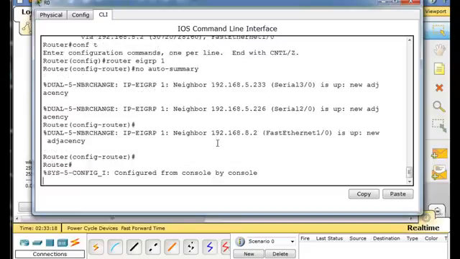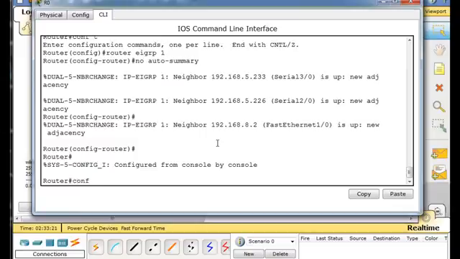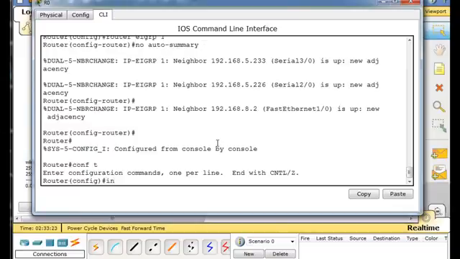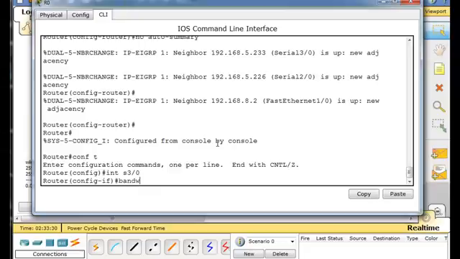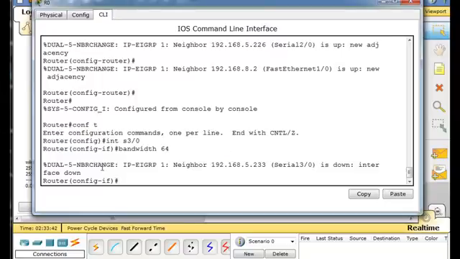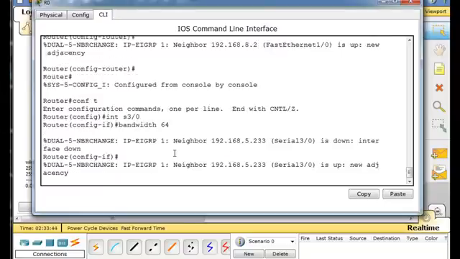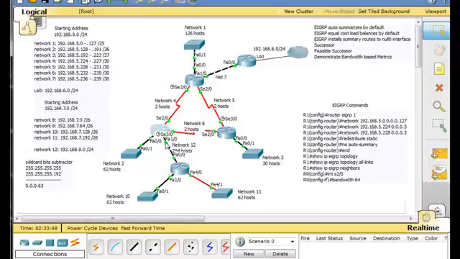Now what I'm going to do is go back to global config mode, and I'm going to go to interface serial 3/0, and I'm going to change the bandwidth on that interface. Bandwidth to 64K, right? Making the link slower essentially, right? And you can see here that we've got some changes here. And so what I did was change this interface to 64K instead of 128K.